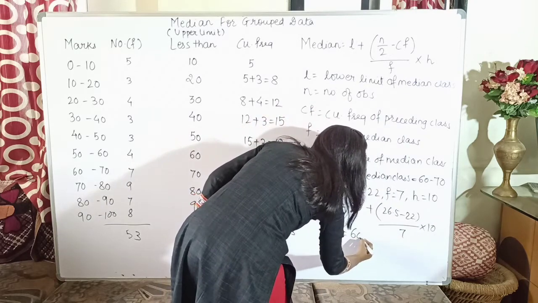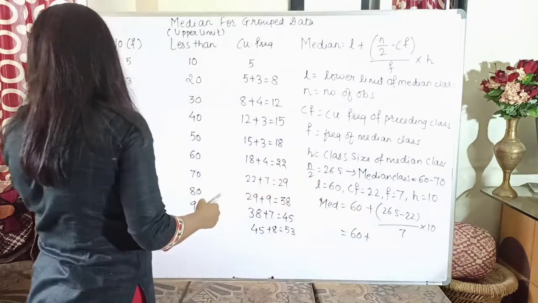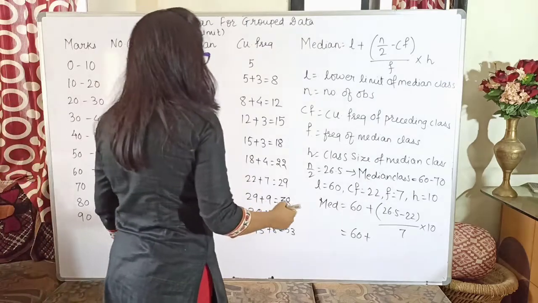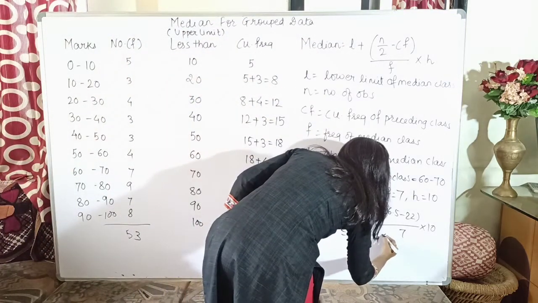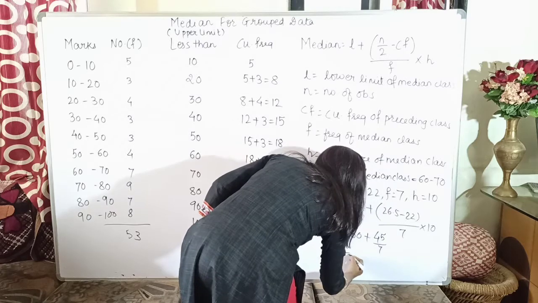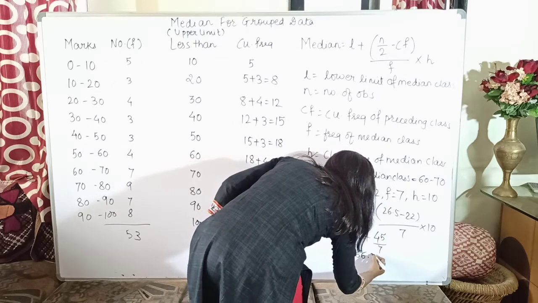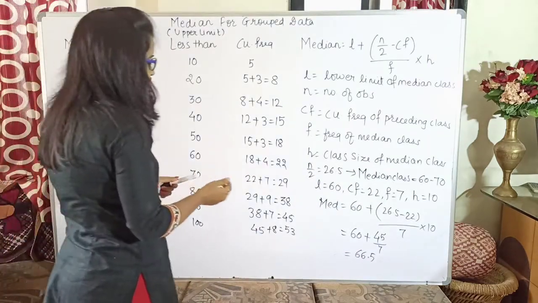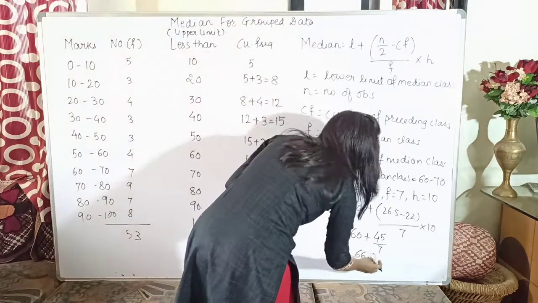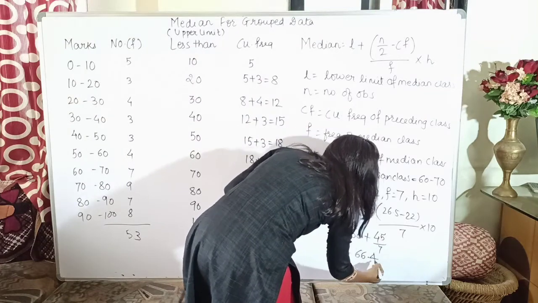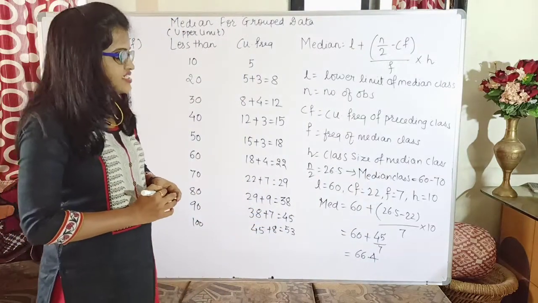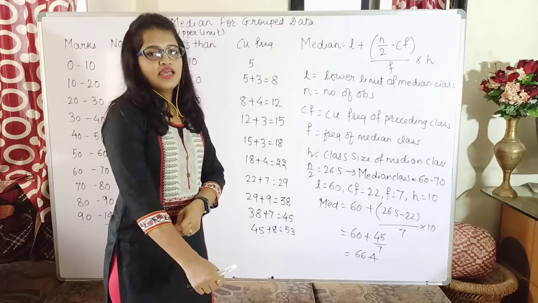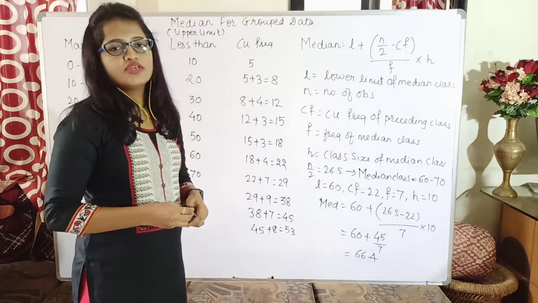Which is equal to 60 plus, if you simplify that, 45 by 7, which will give you the value as 66.5. Okay, so the value you are getting at the end is 66.5, or 66.4. The value you are getting here is the median value for this observation, and it is an approximate value of the median.